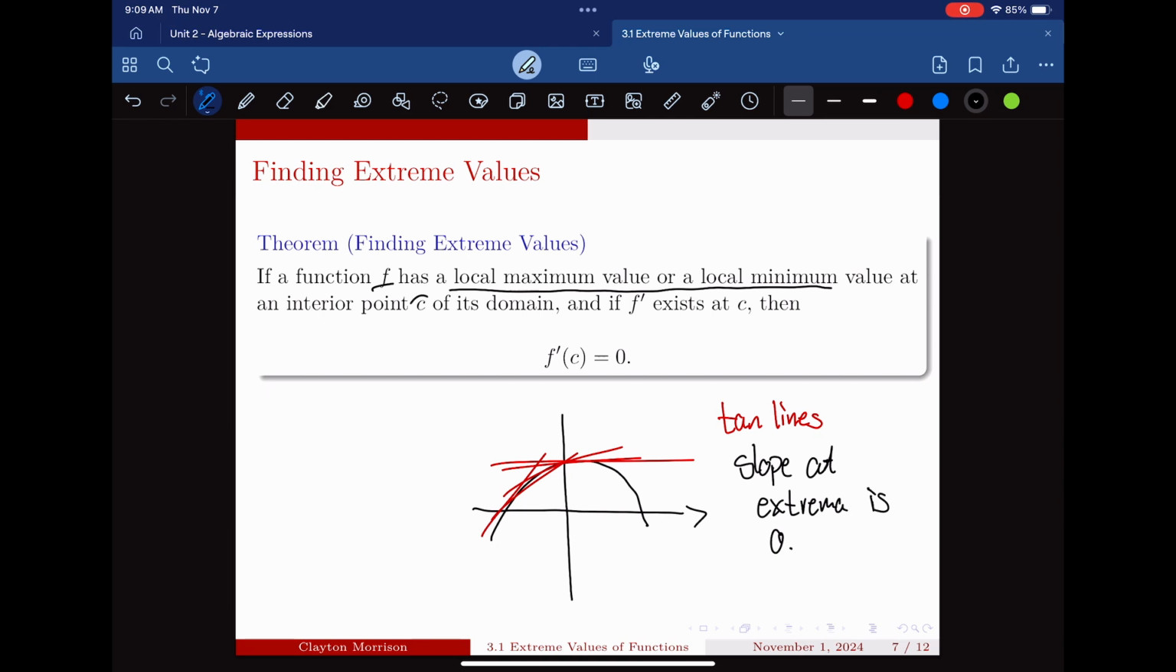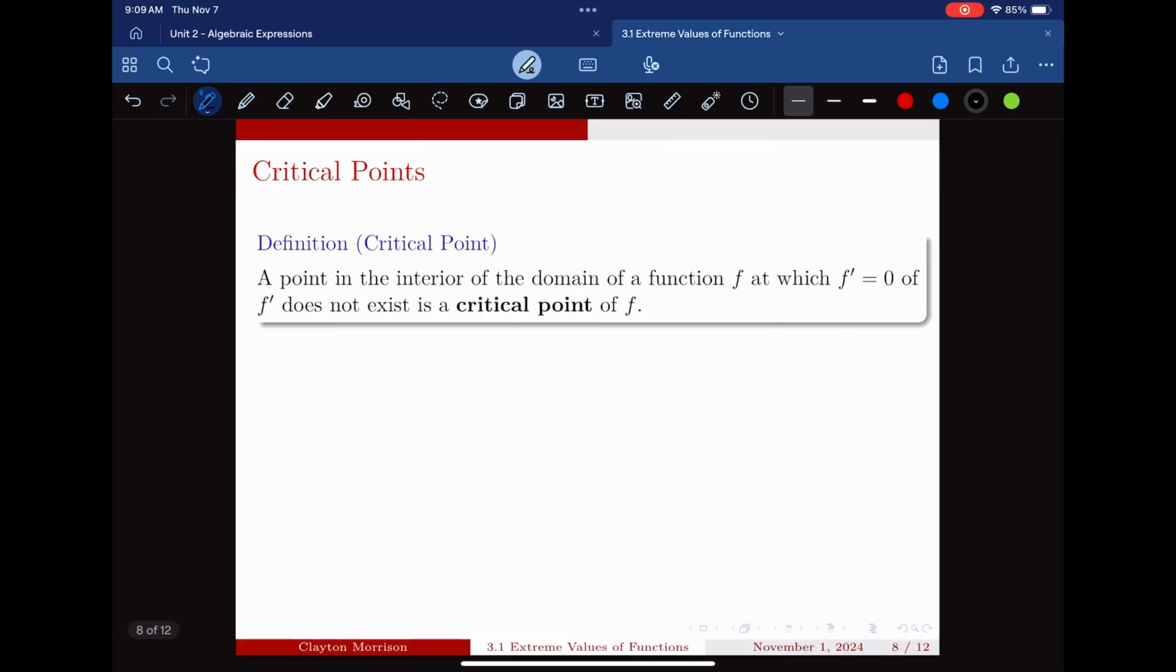If it's at a point C, and then your derivative is 0 at that point. That's really all it's saying. Let's take a look at a quick example. Right. Just kidding. That's a definition. Let's look at a definition real quick.